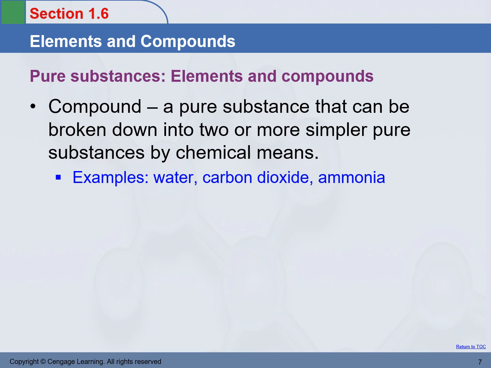However, when hydrogen combines with oxygen to form water, the water behaves totally different from either hydrogen or oxygen. So a pure substance like water is called a compound because if you use some chemical means such as electricity, water can be broken down back into hydrogen and oxygen. So water is a compound.